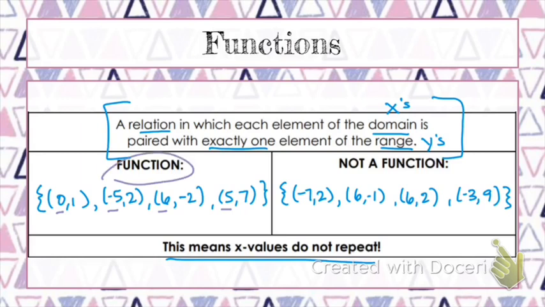This is a function. On our not a function example, we have -7, 6, 6 again. So this is our problem x value. And then we have -3. But this 6 can be associated with -1 or +2. And that's what makes it not a function.